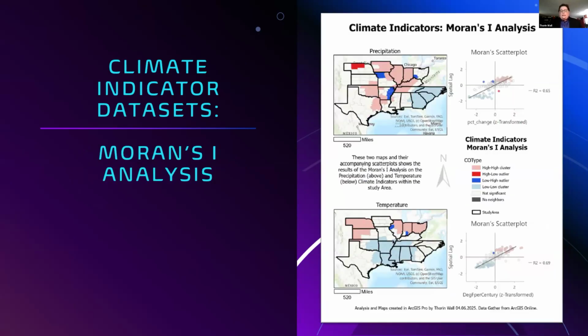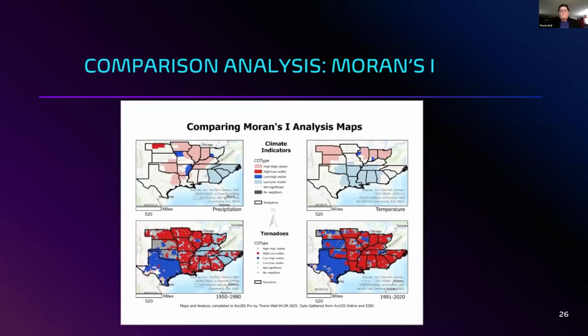So climate indicators, there were not a whole lot of outliers with the Moran's I analysis, but it did show that there was significant data with clusters, mostly throughout the study area. Then I did a comparison. With the Moran's, I had to visually compare it. I couldn't do a data analysis comparison on this, but I did make a comparison map. Both of them show that significant areas across the study area had clusters or outliers in a lot of the same places.